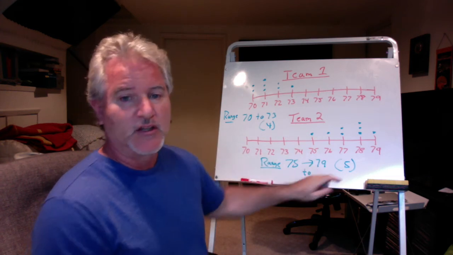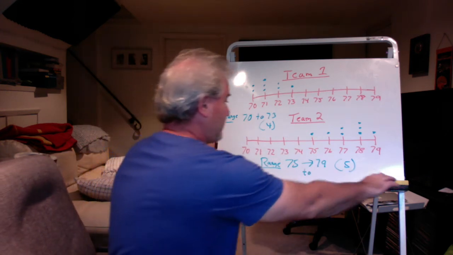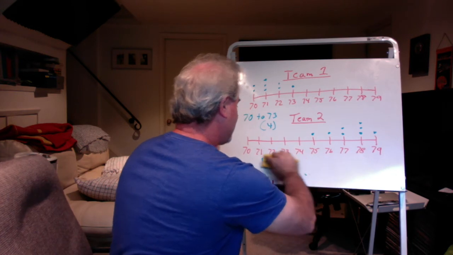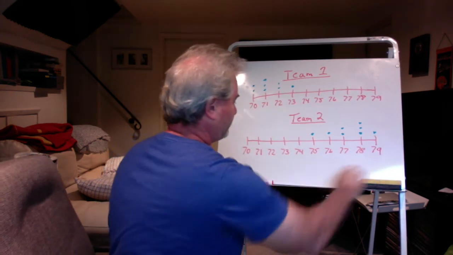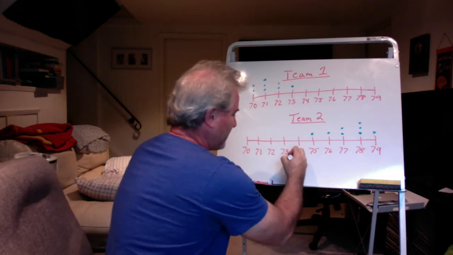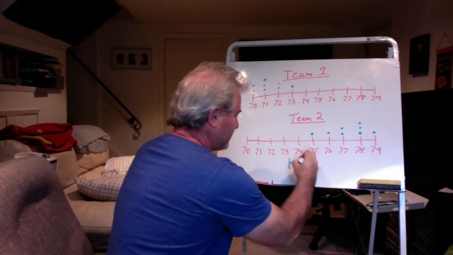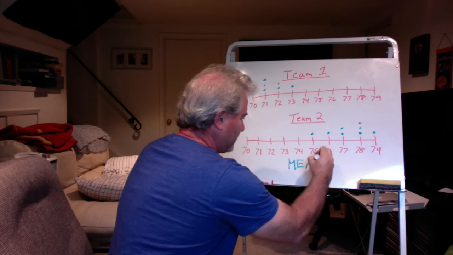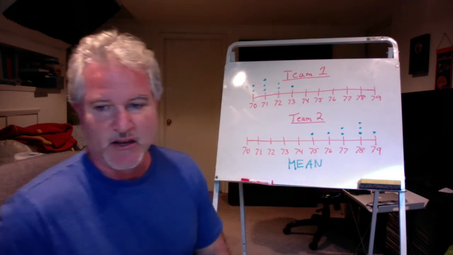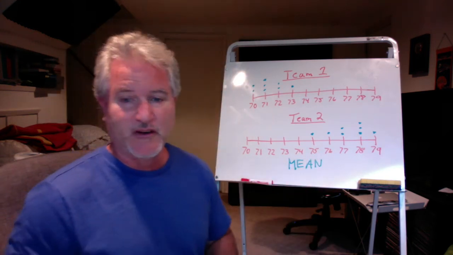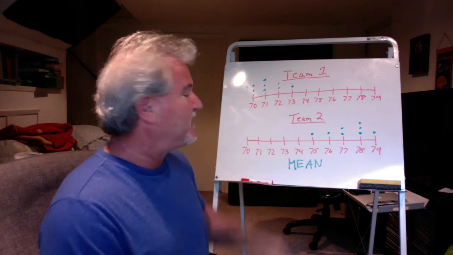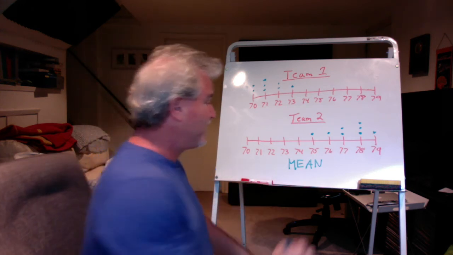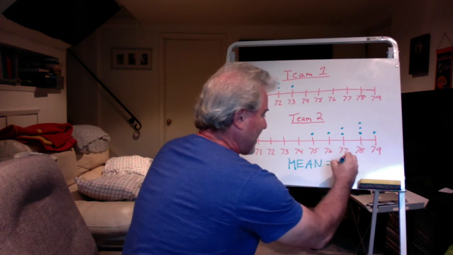Okay? So that's range. And the last thing we're going to cover today is the mean. All right. The mean, spelled like this, just like the word being not nice to somebody, except it means something different in statistics and probability. So the mean means the average, okay? Mean is the same thing as the average.